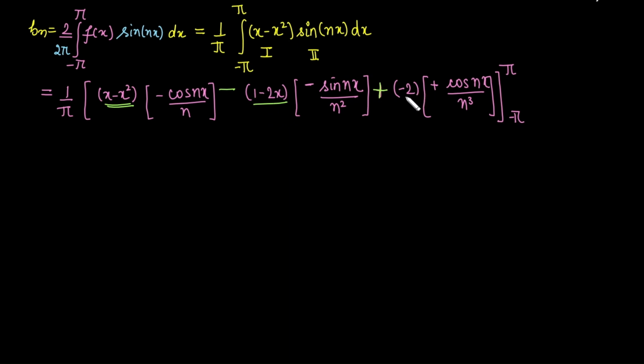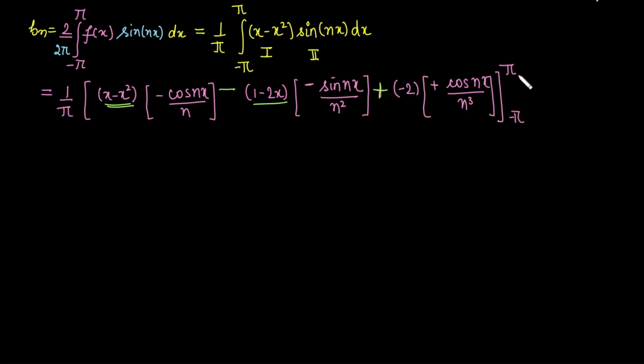Derivative of this term is minus 2. Integration of this term, whole term. Integration of sin nx is minus cos nx. That negative sign into negative sign is a positive. Cos nx divided by the coefficient of x, that is n. So already n square is there, so here we have n cube. Upper limit is pi and lower limit is minus pi.